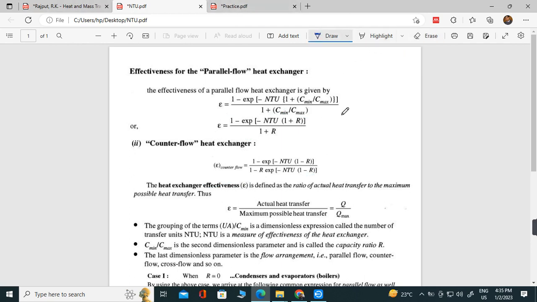Now which are the terms? Here you can see this equation. What is E? E means effectiveness, that you will have to find out. NTU you already know, UA divided by C min. What is C min? That you know. What is C max? That you know. Then R means C min divided by C max. It is also known as capacity ratio. So here you will have to remember what R is. From that you can find out effectiveness.